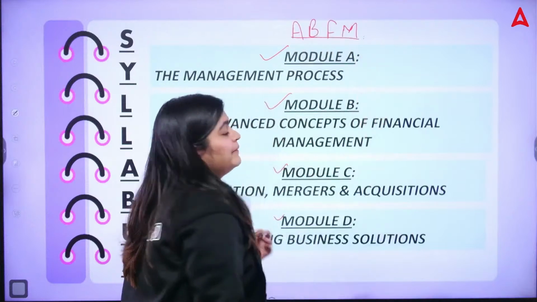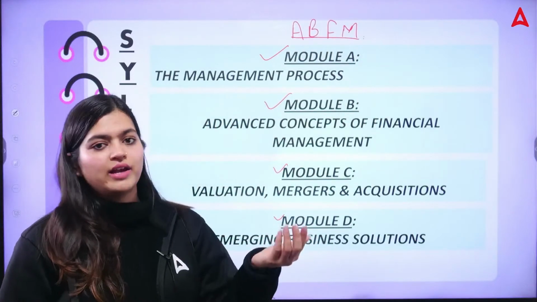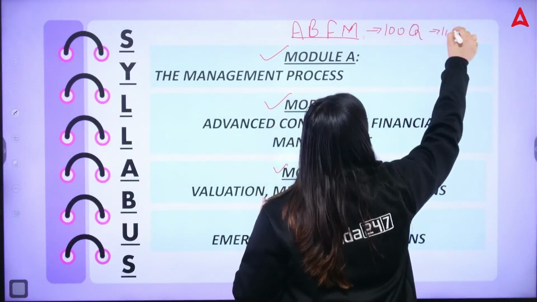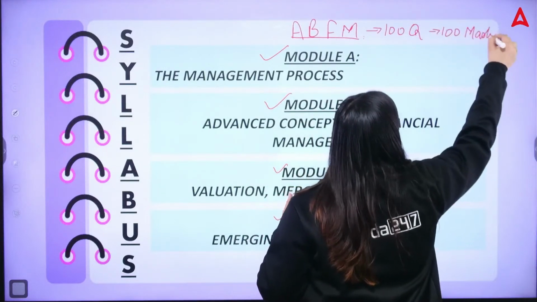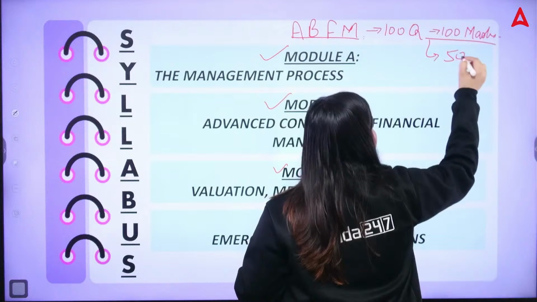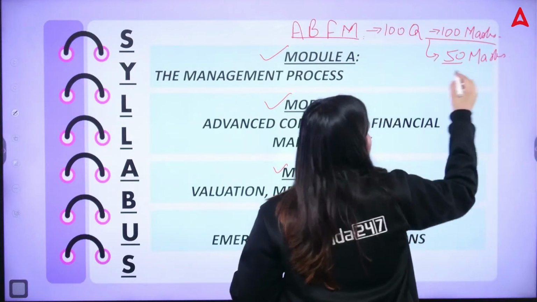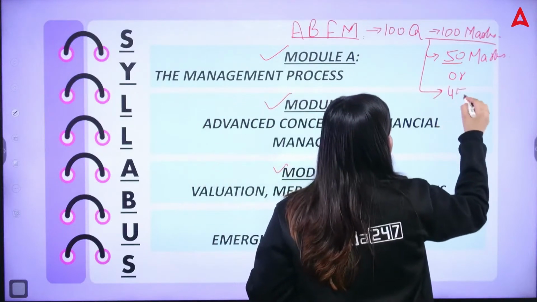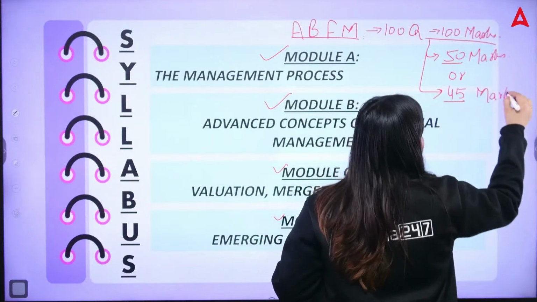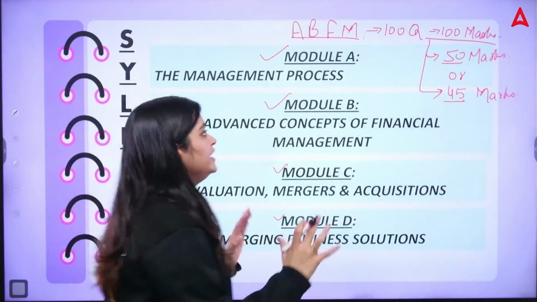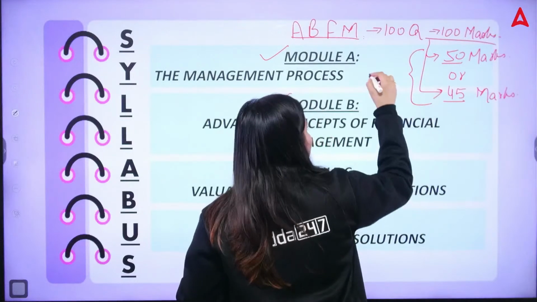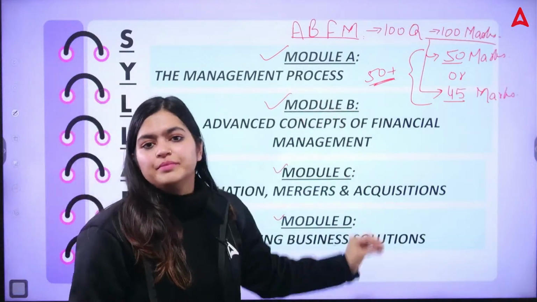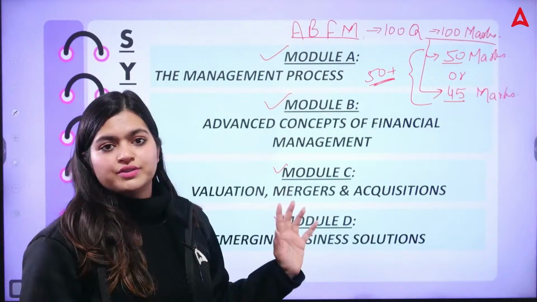Now, ABFM is a compulsory subject, as I already told you, and in the exam they are going to ask 100 questions for 100 marks. Your passing criteria is 50 marks if you are giving an individual subject, or if you are giving all subjects together, then your passing marks is 45. So overall, we need to keep in mind that we want at least 50 marks out of these 100 questions.